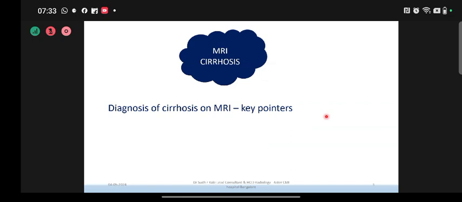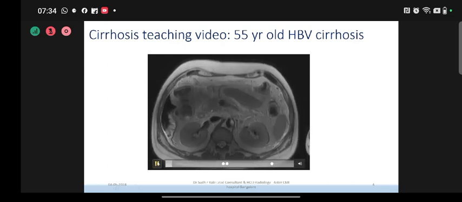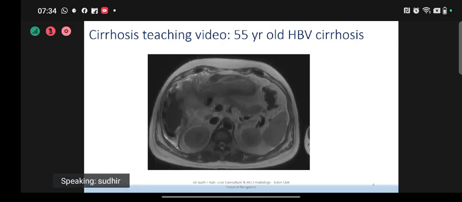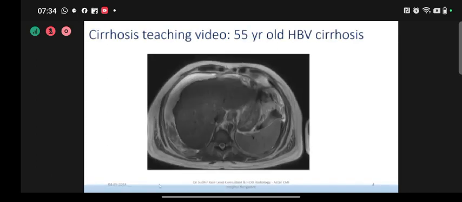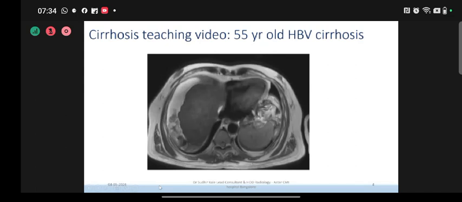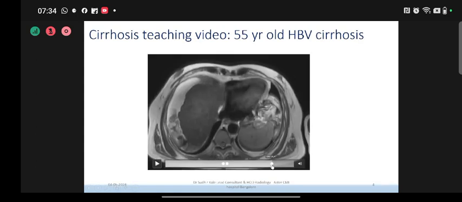Then we'll have some interactive cases. So MRI in cirrhosis: what are the key pointers from the MRI point of view? I'll just run a quick video. Okay, this is going caudocranially. Good. So I'll stop at this, and then I will leave you with a few of the key pointers on how you can look. So this is a decompensated liver. So there is an ascites.